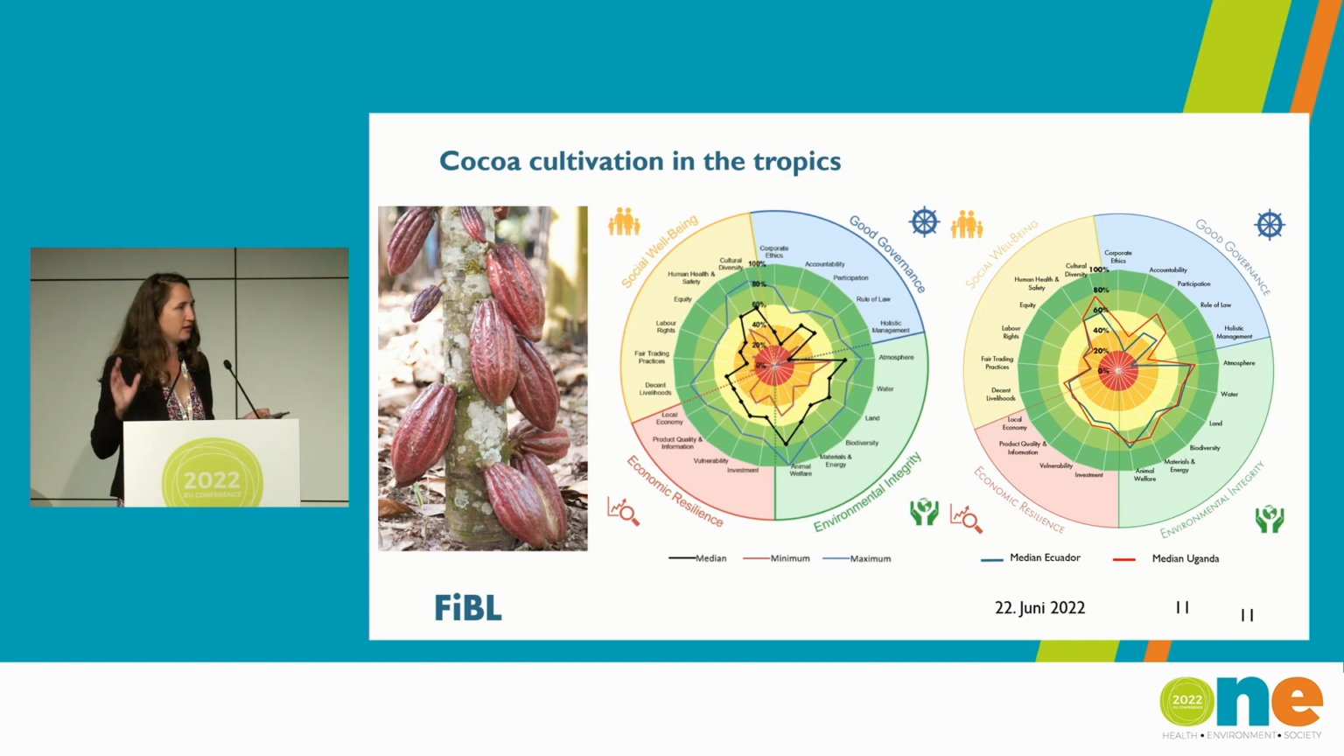So you see, okay, the cocoa production doesn't really matter if it's in Ecuador or in Uganda, at least in what we assessed. The patterns are really similar, and you can assess the hotspots where work should be done first, maybe labor rights, fair trading practices. I guess these are the topics we all know about.